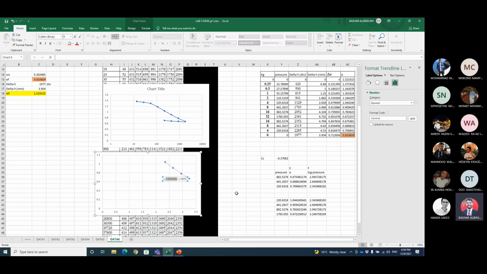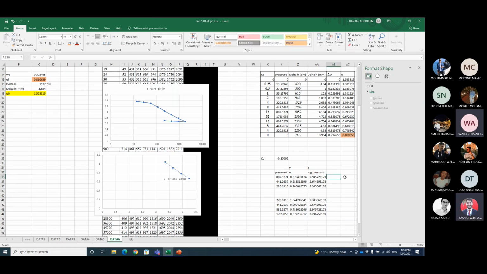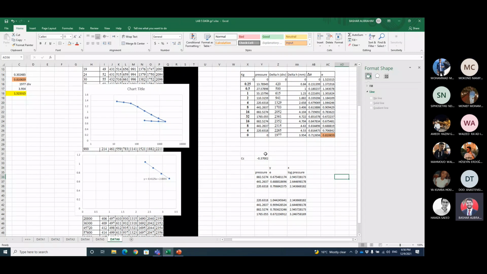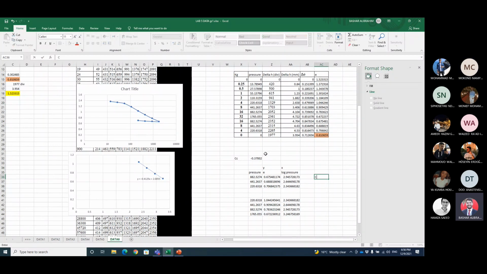It is the slope of the virgin compression line. And CR is the slope of the other line. Okay? Is it clear? Yes, it's clear. Actually, even without plotting, there is a command. So let us write here CR.